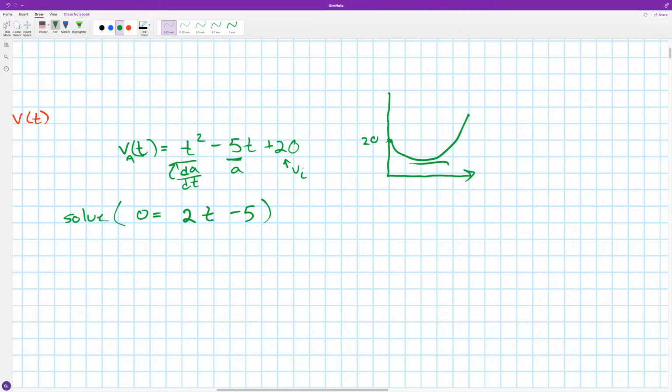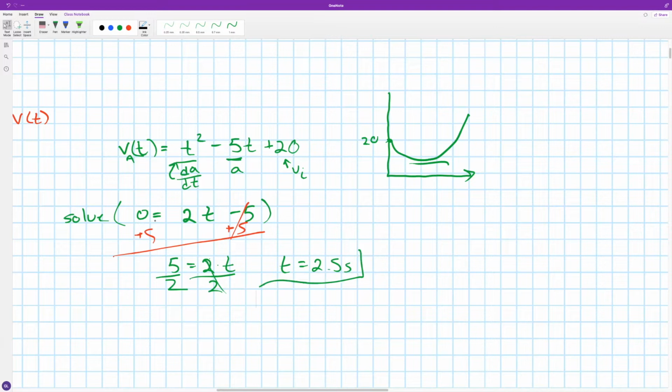You bring the 5 over. If we want to do a little bit of algebra just to make sure we're doing that correctly, because we can't even graph properly all of a sudden, this becomes 5 equals 2t. 2 of something gives me 5. So we can divide both sides by 2, cancel that out. What do we get? That's 2.5 seconds.